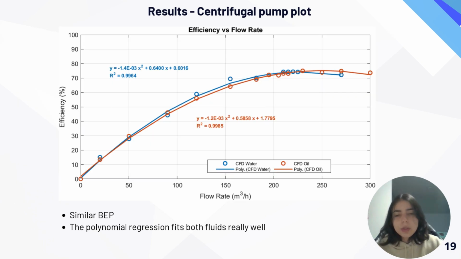In this graph, we can do a direct comparison between both fluids. As you can see, both peak at similar efficiency, being the water slightly lower than the oil. Likewise, both polynomial regressions fit well with R squared values above 0.9. This implies that the data closely follows the predicted models.